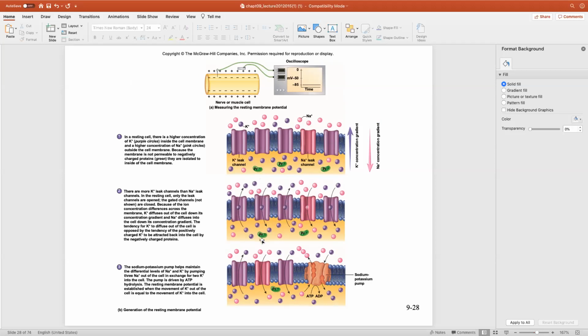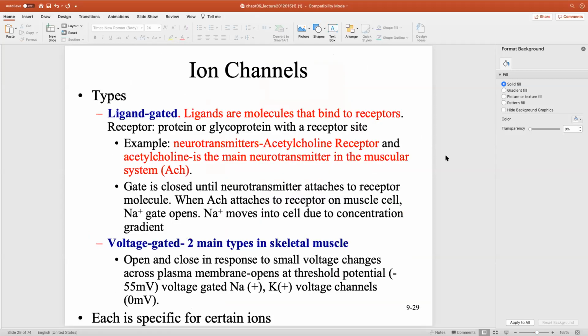When sodium goes in, here's sodium going in. As sodium goes in, sodium's positive charge, so we go from minus 85 to minus 75. As more sodium goes in, you hit minus 55. When enough sodium goes in that you hit minus 55, then the voltage-gated sodium channels open.